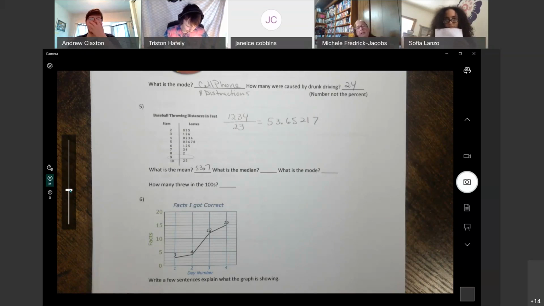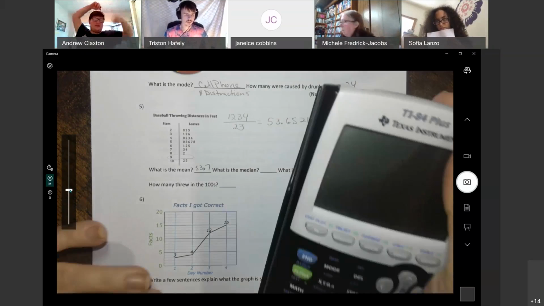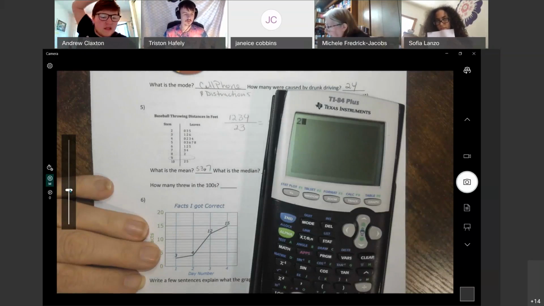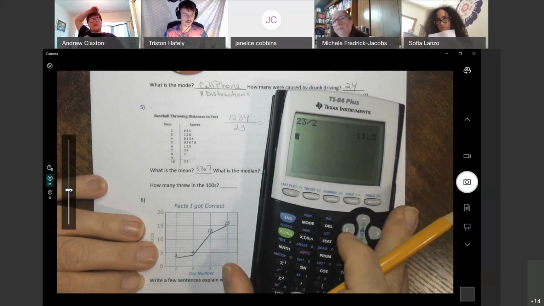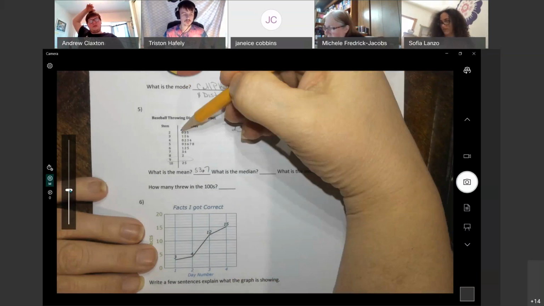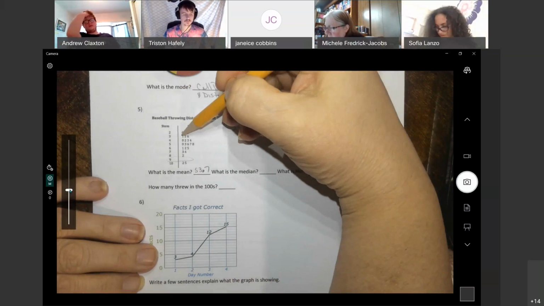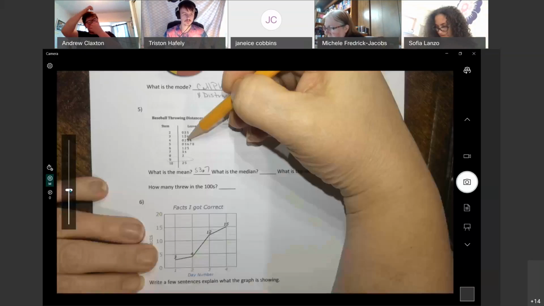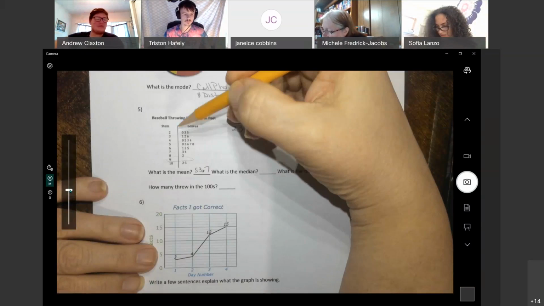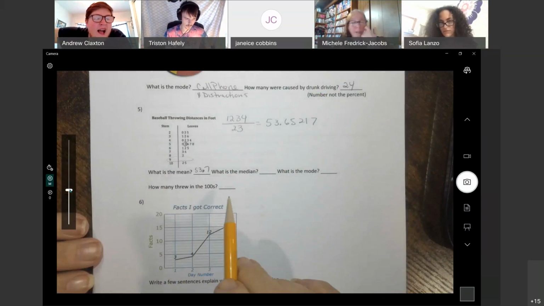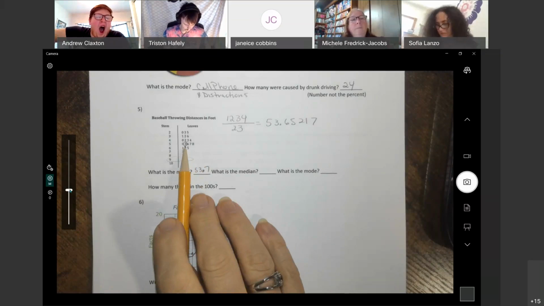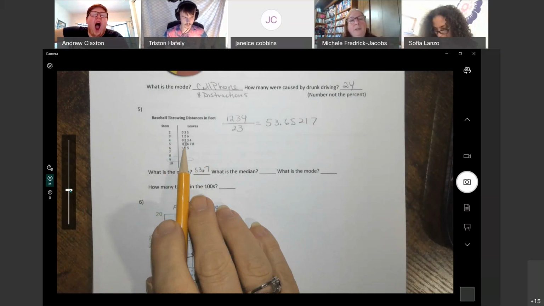So if we count, what you can do is take, where's my calculator? 23 divided by 2. So if we go 11, the next one is the middle. So just count 11. 1, 2, 3, 4, 5, 6, 7, 8, 9, 10, 11. So it's this 3 here. And if you count, there's 11 on both sides of that 3. So our answer is 53.